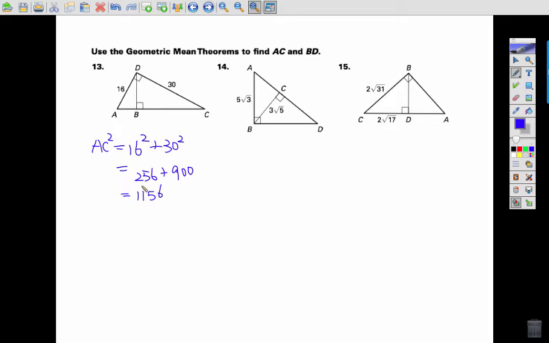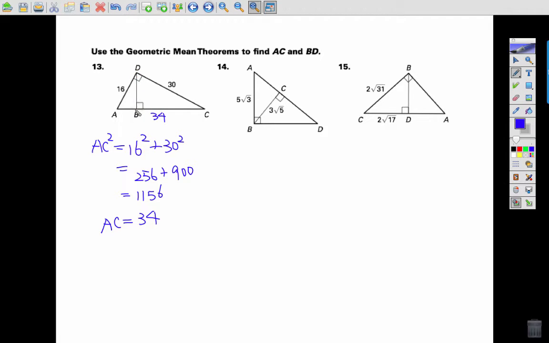1156, let's see if it's a perfect square. I think it's 34. Oh, how lucky. Yep, so if I square root both sides, AC would be 34. So this side is 34. Now that I got all three sides, what else can I do? I need to find BD.